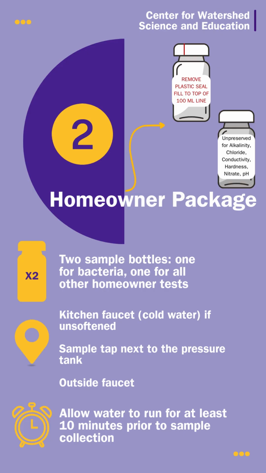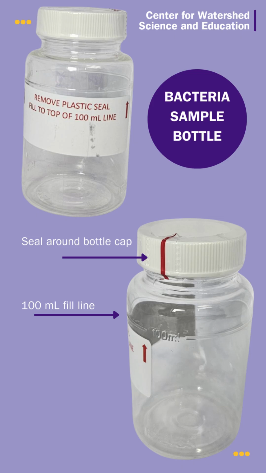There are 2 bottles associated with the homeowner's package. The first is a clear, small to medium-sized bottle with a white cap that has a seal around it. This bottle also has a line indicating 100 milliliters and a sticker that says, "Remove plastic seal and fill to top of 100 milliliter line." This bottle will be used for collecting the bacteria sample that is part of the homeowner's package. It is important to note that this bottle is sterile. Do not touch the inside of the bottle or the cap to avoid contaminating your sample.